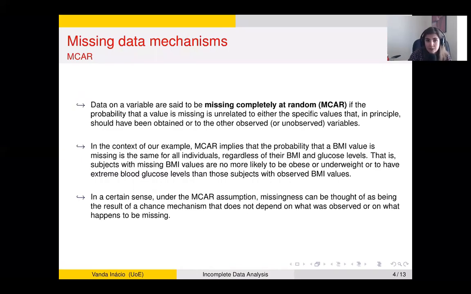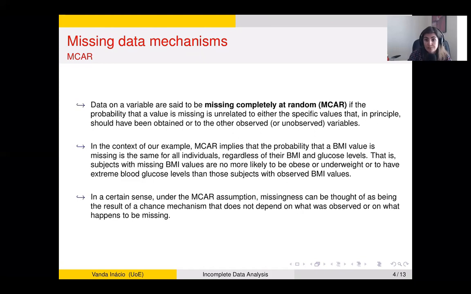Let us start with the simplest missing data mechanism, missing completely at random. We say that data are missing completely at random if the probability that a value is missing is completely unrelated to the values of the other fully observed variables in our dataset, and it's further unrelated to the missing values themselves. So what does this mean in the context of our running example? It means that the probability that a BMI value is missing is the same for all individuals in our dataset.